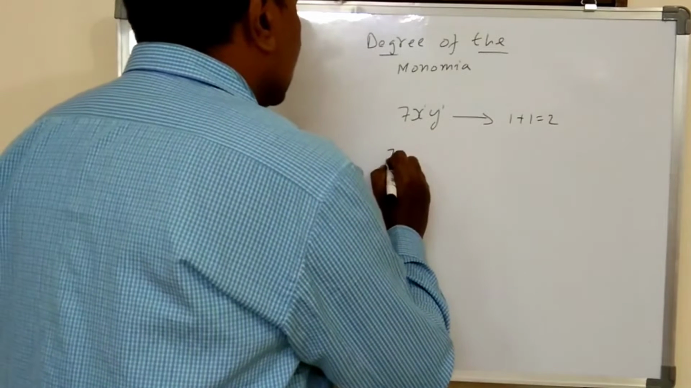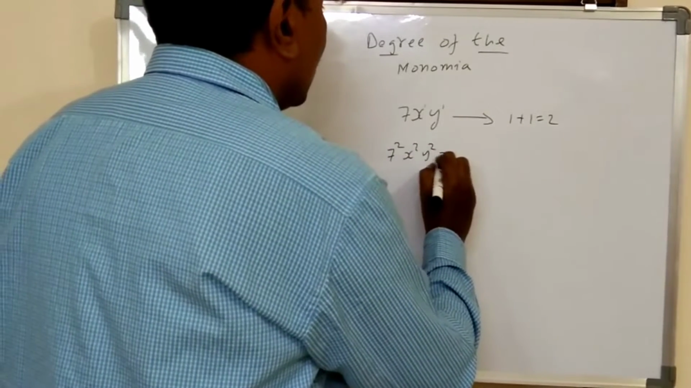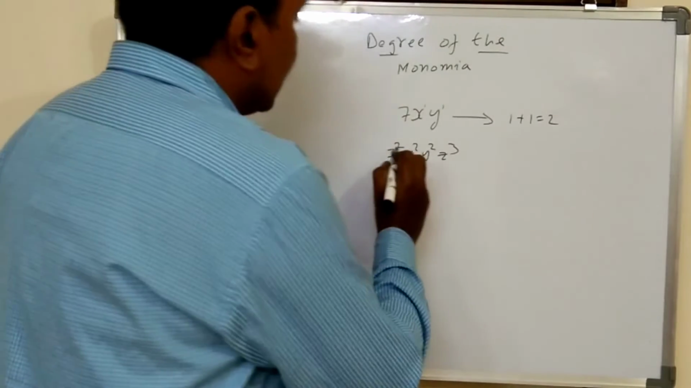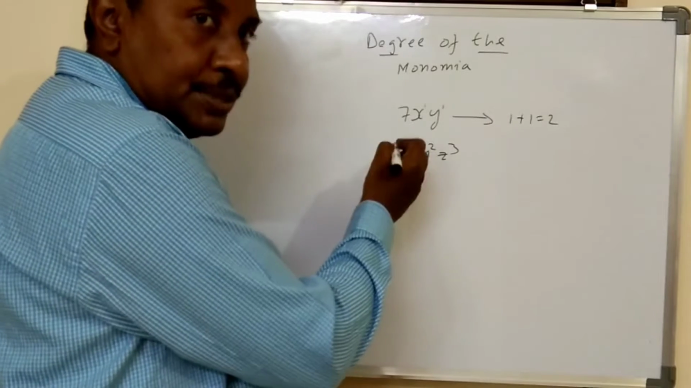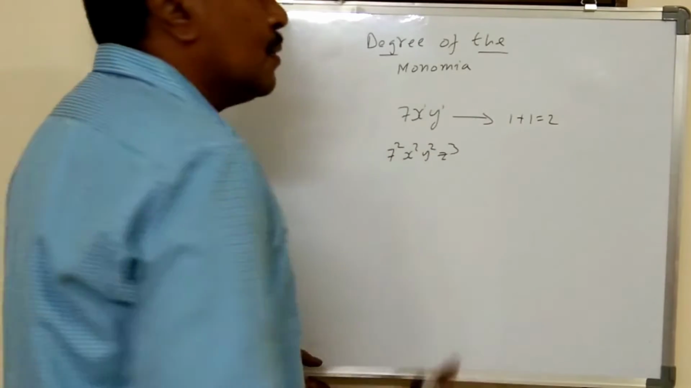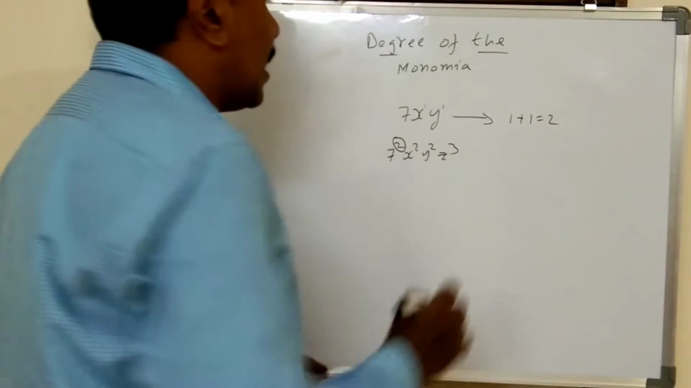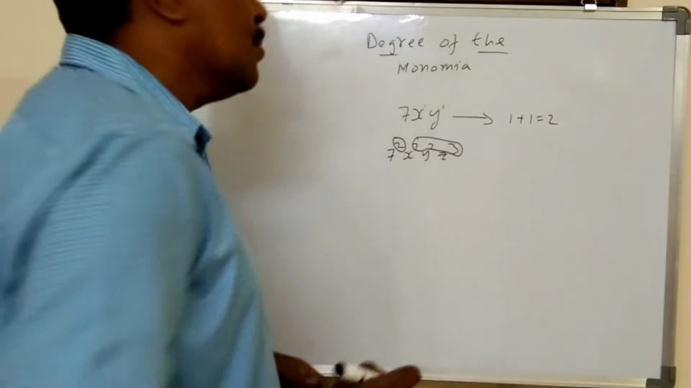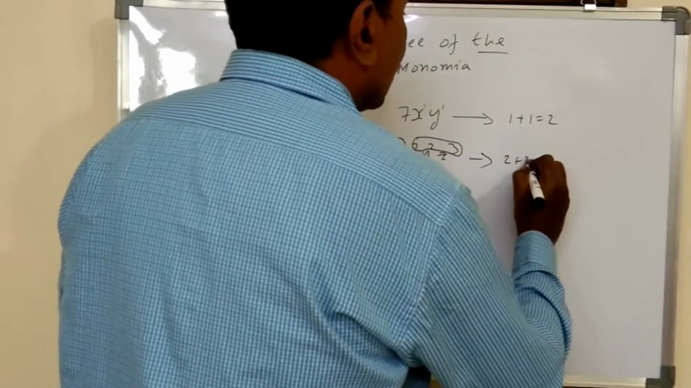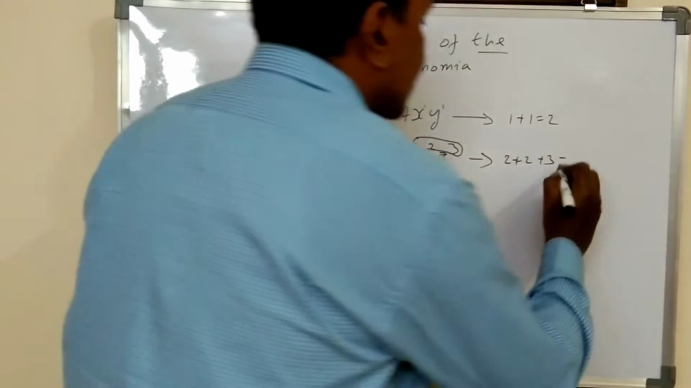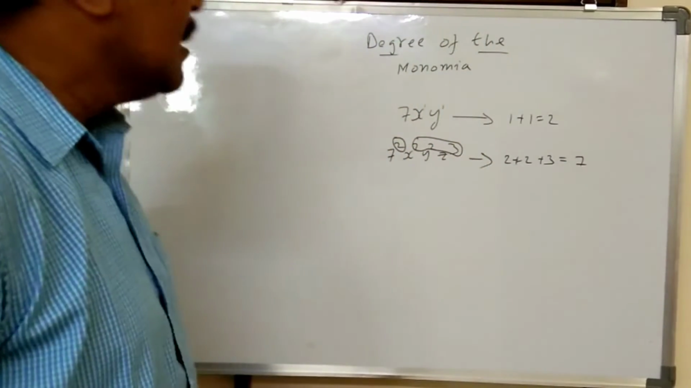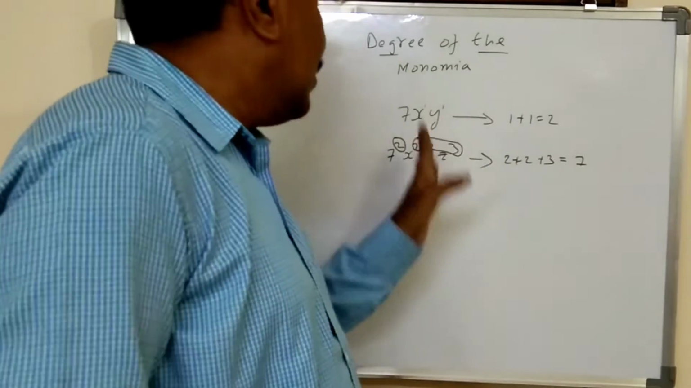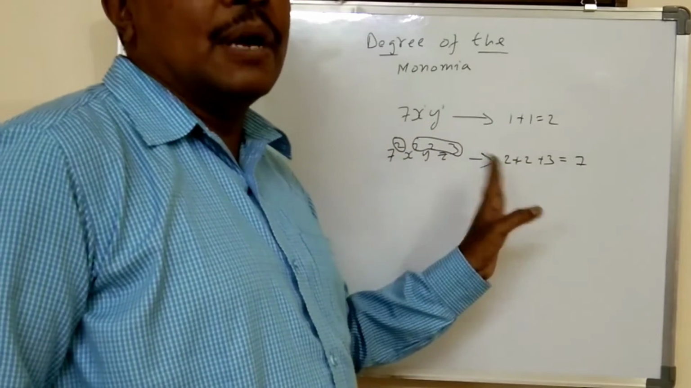For example, if anybody says 7 square, x square, y square, z cube, what is the degree of this monomial? Some people think that the index of the numerical coefficient should also be added, but that is wrong. This index is ignored. We have to add only the indices of the variables, not the numerical coefficients. So the degree is 2 plus 2 plus 3, which is equal to 7. The degree of the monomial is nothing but the sum of the indices of the variables involved in that monomial.